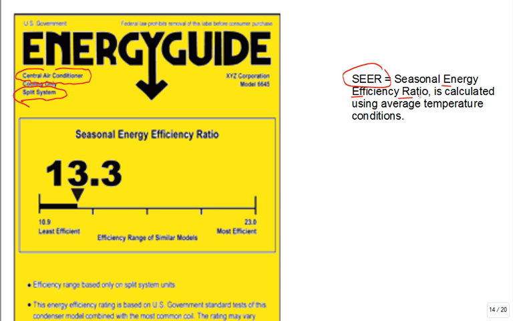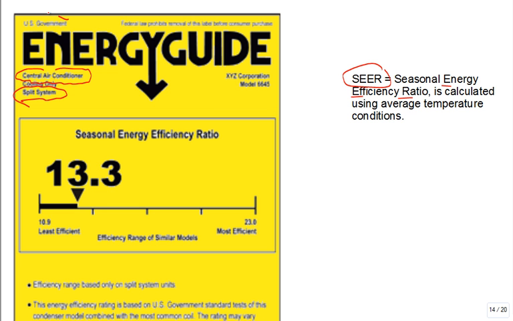So what they did was they said, well, we don't have just one fixed outdoor temperature. It varies over the year. We want our system to vary over the year. And so it's like a car. You have miles per gallon, city driving, highway driving. They're trying to get it to be more representative of the type of environment it may be in over the year. So it's a seasonal energy efficiency ratio.